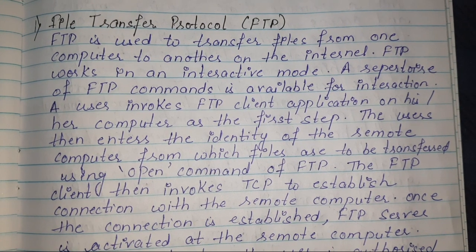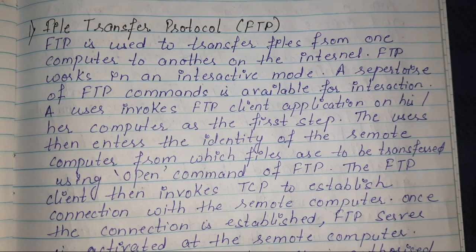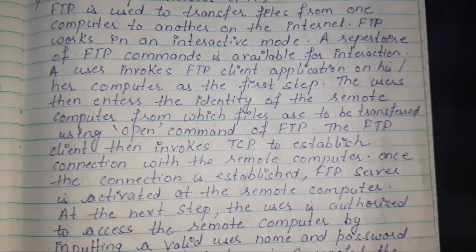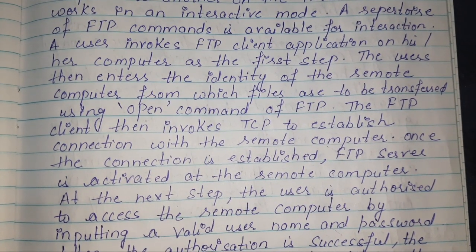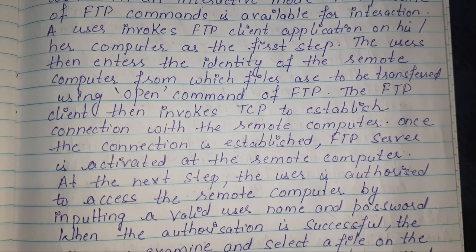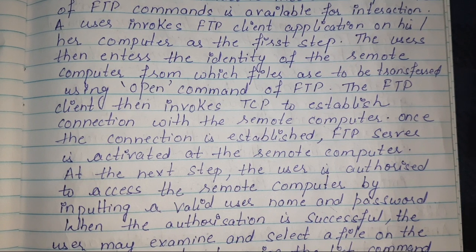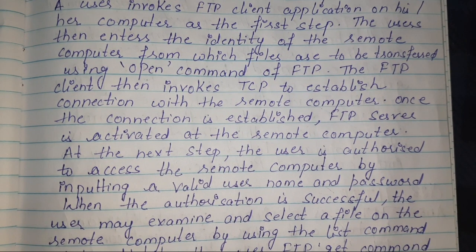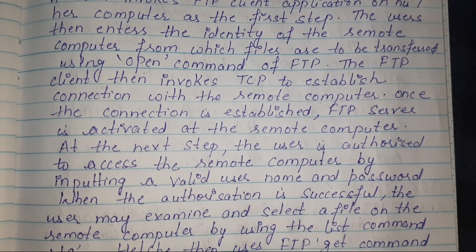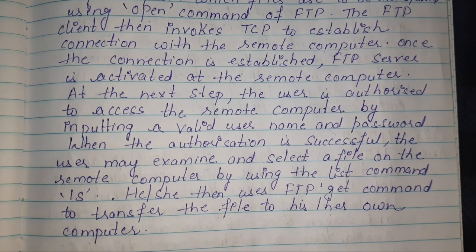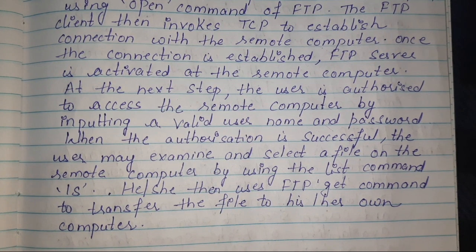A user invokes the FTP client application on his/her computer as the first step. The user then enters the identity of the remote computer from which files are to be transferred using the open command of FTP. The FTP client then invokes TCP to establish a connection with the remote computer. Once the connection is established, the FTP server is activated at the remote computer.